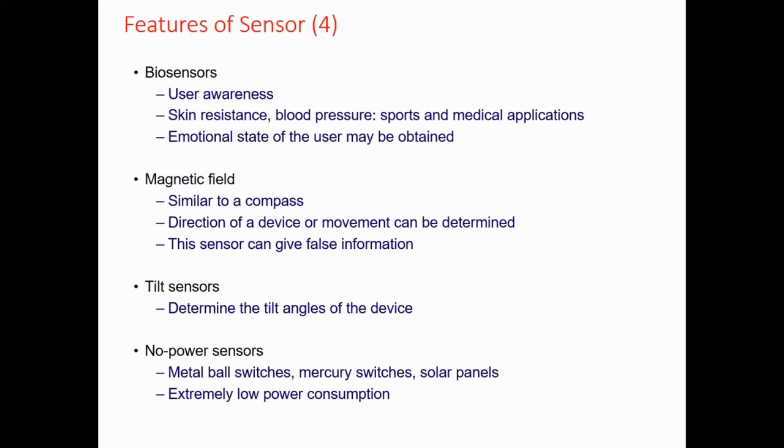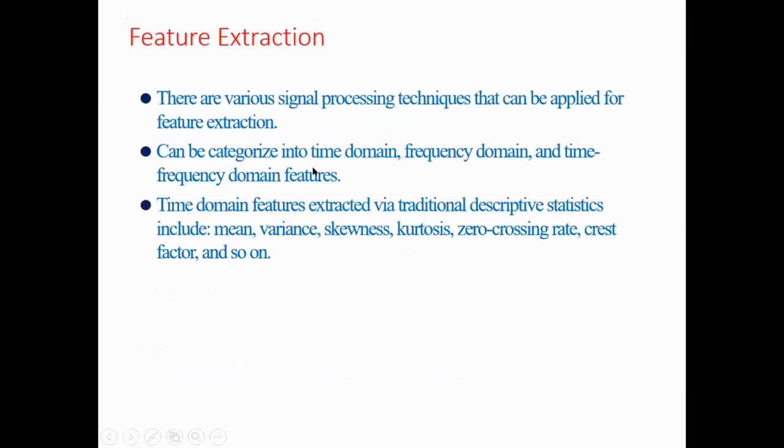So in magnetic field, tail sensors, no power sensors, biosensors. Okay. So in biosensors, you can measure skin resistance, blood pressure, applicable in sports and medical applications. Emotional state of the user may be obtained. So the point is only, depending upon your type of sensors and depending upon your applications, you have to extract the features. So once you have identified the features, out of those features, you have to perform some feature extraction.